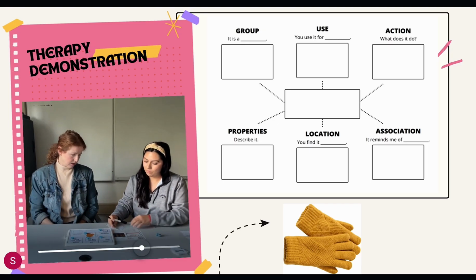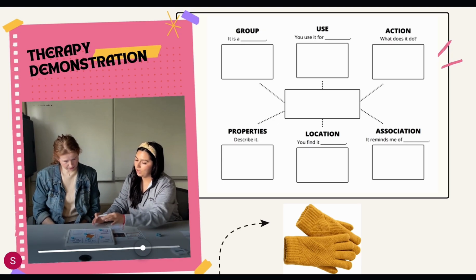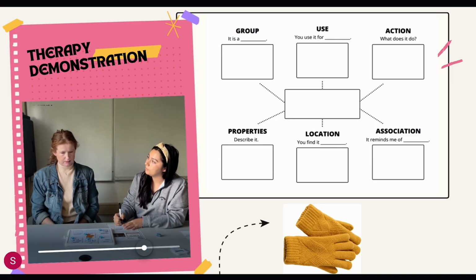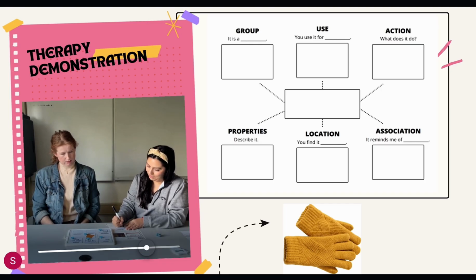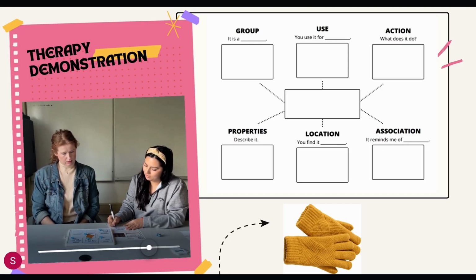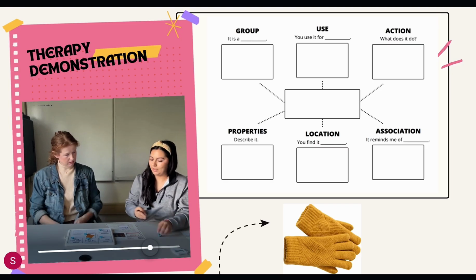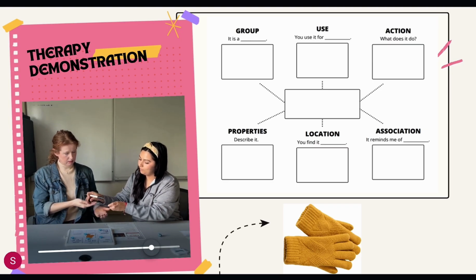All right, let's move on to this one. This is the location. Where could you find this item? In my closet. Yes, we can find this item in the closet. Perfect. Let's stick this one on. Okay.